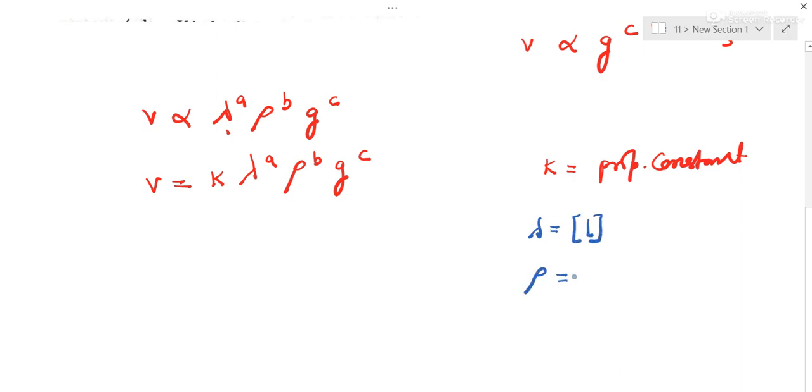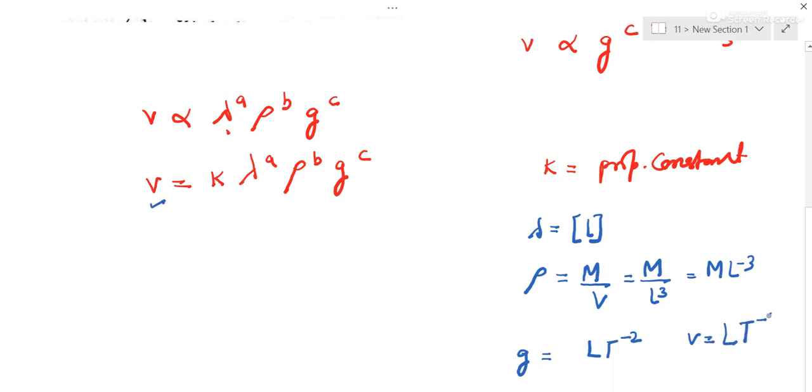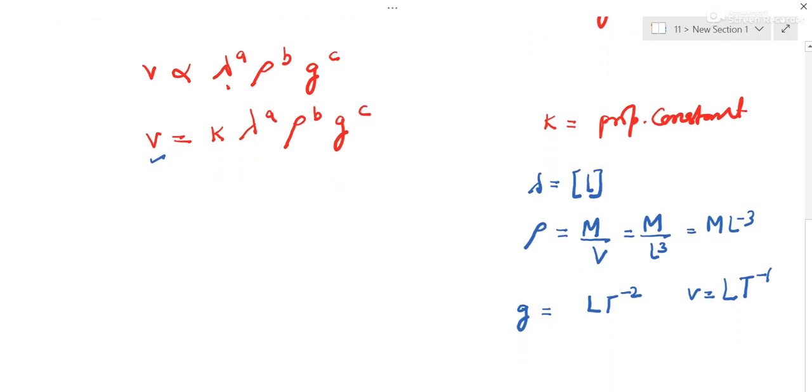Density is mass upon volume, so it is M by L cube, that is M L to the power minus 3. And acceleration due to gravity is L T to the power minus 2. Right, so we'll substitute. Velocity is distance upon time, so it is L T to the power minus 1. So we'll substitute here L T minus 1 equal to k as it is, dimensionless constant.